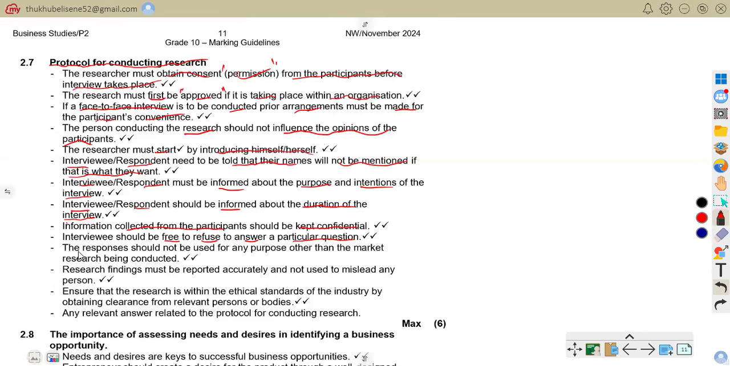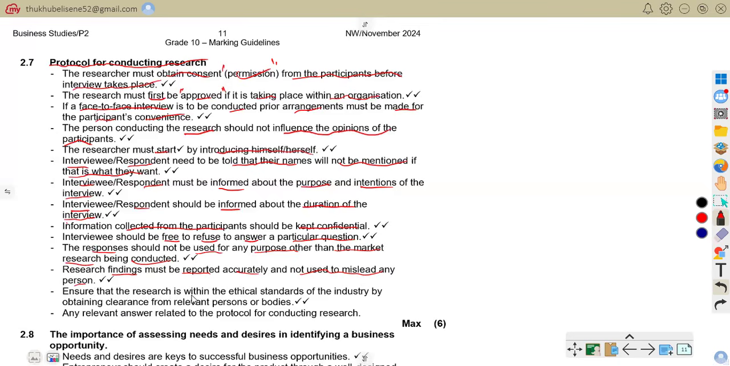The responses should not be used for any purpose other than the market research being conducted. So those responses given by the respondent, let them be used for the related research. Research findings must be reported accurately, and not used to mislead any person.